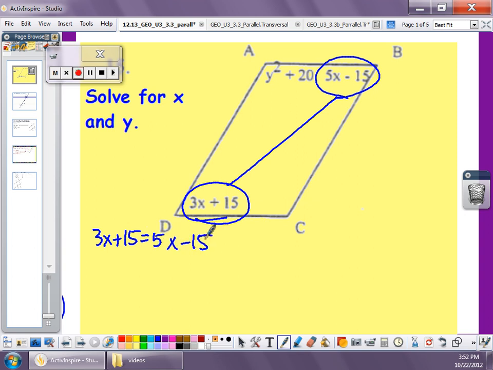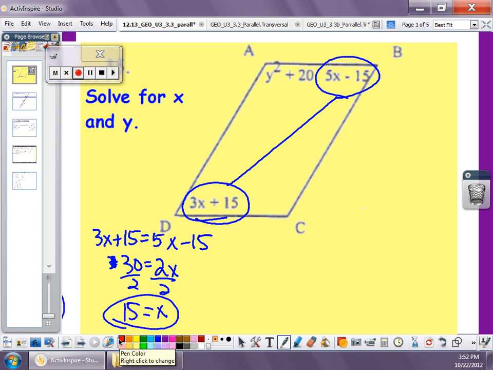I'm going to subtract the 3x from both sides, get all my x's on the same side. Add the 15 over here to get my constants on the same side. So this side is equal to 30. Divide by 2 and divide by 2. X equals 15.